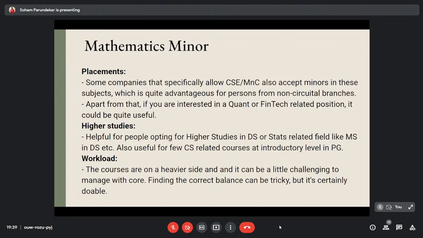And as there are direct problems that are asked from probability in interviews, it could also be helpful in higher studies, helpful for people that want to opt for higher studies, say in data science or stats related fields. Or if you want to apply for a master's in data science, this could be quite handy. Apart from that, this also is quite useful if you want to study CS related courses for PG students.